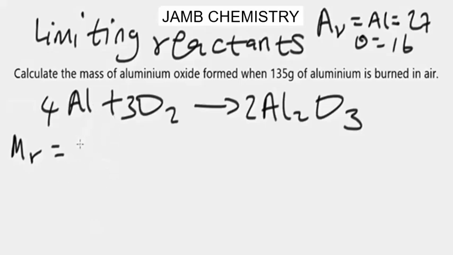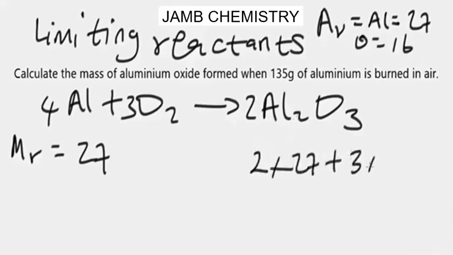Now let's go ahead and get the relative formula mass. Aluminium here is 27. For aluminium oxide, we have 2 times 27 plus 3 times 16. The small 2 here at the base will be included. When you simplify this, 2 times 27 gives us 54, plus 16 times 3 gives us 48. So 48 plus 54 gives us 102.